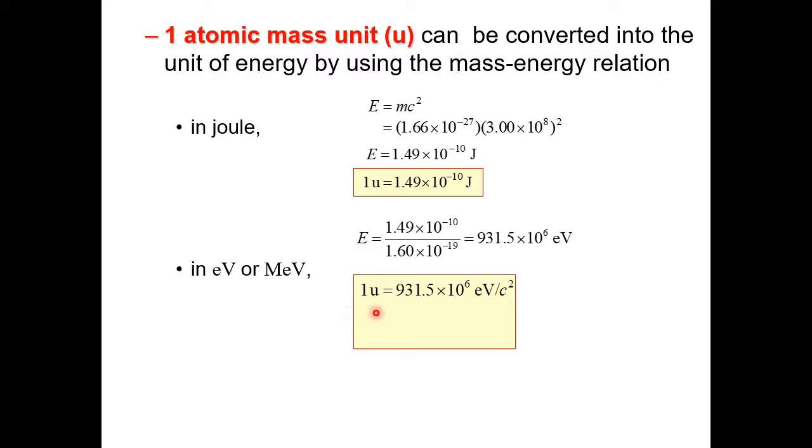Besides, from U, if you change it to electronvolt per c squared, you can directly multiply by 931.5 times 10 to the power of 6. So you can get from U directly to eV per c squared. Or if you want to change from 1 U to mega electronvolt per c squared, you can directly multiply by 931.5. So you will get 931.5 MeV per c squared.